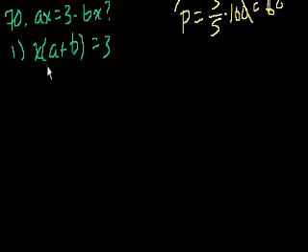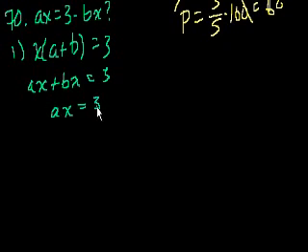Let me show you. Let's just multiply. That says that x times a, that's ax, plus bx is equal to 3. And then subtract bx from both sides. You get ax is equal to 3 minus bx, which is exactly what we were trying to prove. So if this is true, then this is definitely true. Statement 1 alone is sufficient.